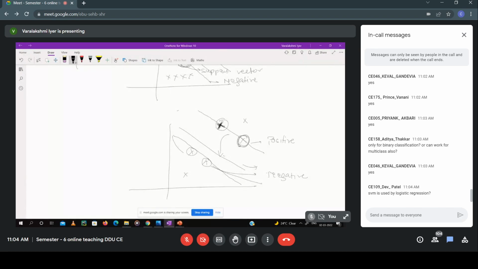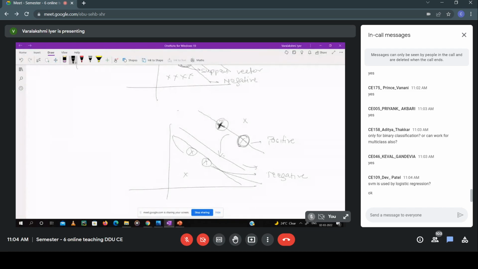SVM is a separate classification algorithm, which is an update to the logistic regression algorithm that we have studied. In logistic regression, we were just creating a hyperplane to separate our data. But in this case, we are adding an additional idea that we are trying to maximize the margin distance. It is an update to the logistic regression algorithm. Are you getting the point? It is not used by logistic regression.